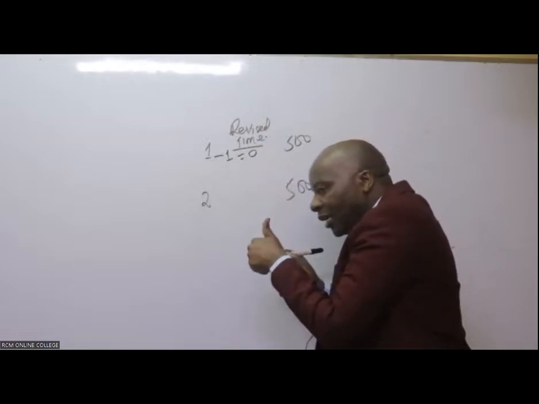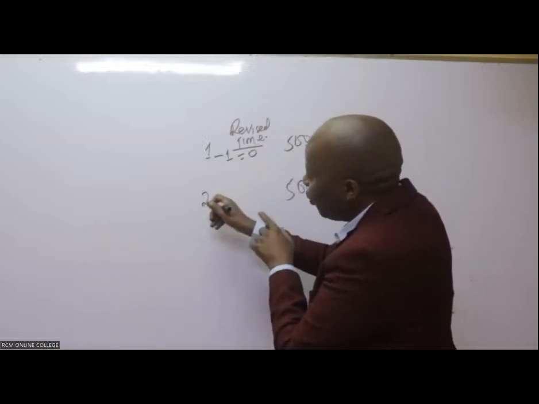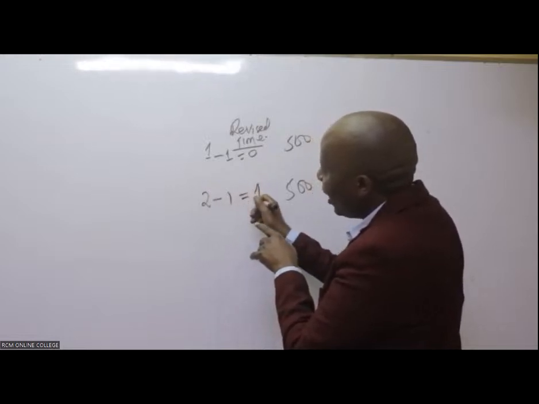Time 0. It's paid today, so you can use year 1. And then, of course, when we come here, the revised time will be 2 minus 1. So this gives me what? This gives me 1.